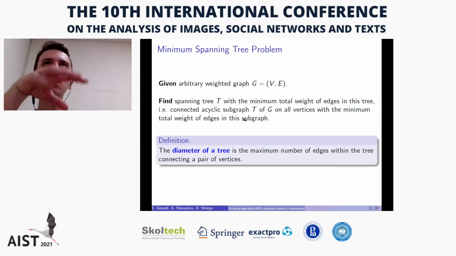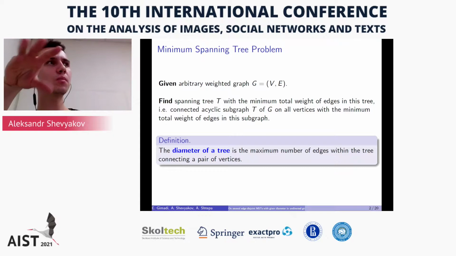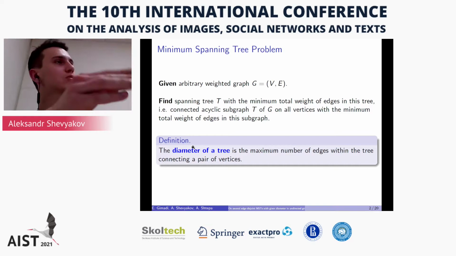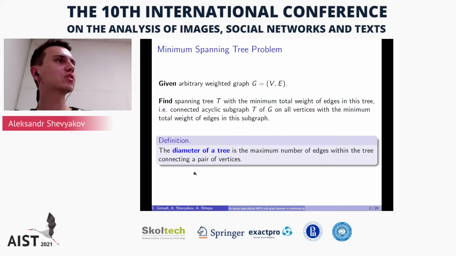This is a modification of the well-known minimum spanning tree problem. You may know this problem is well explored. There are polynomial algorithms for solving it that were proposed in the middle of the last century. Here we just want to give one more definition: for us, the diameter of the tree is the maximum number of edges within the tree connecting a pair of vertices.